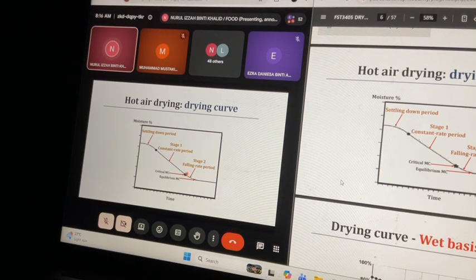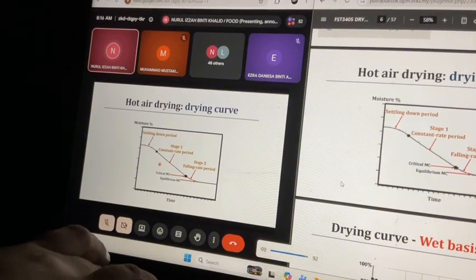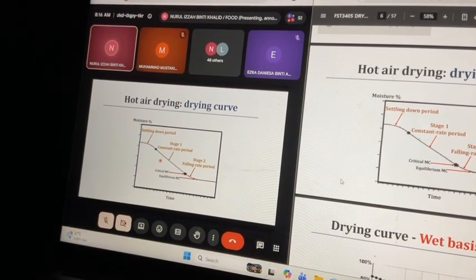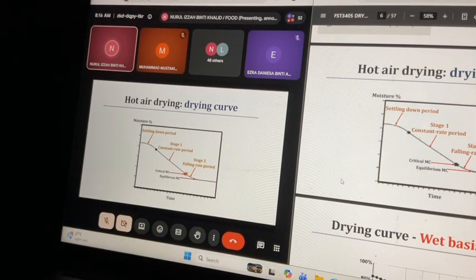This means that the removal is constant, and this is the period where your moisture diffuses to the surface, and the vapor of the moisture also evaporates to the air. Okay, and then at a certain point it will reach the falling rate period, which means that it is not constant anymore, it becomes falling.